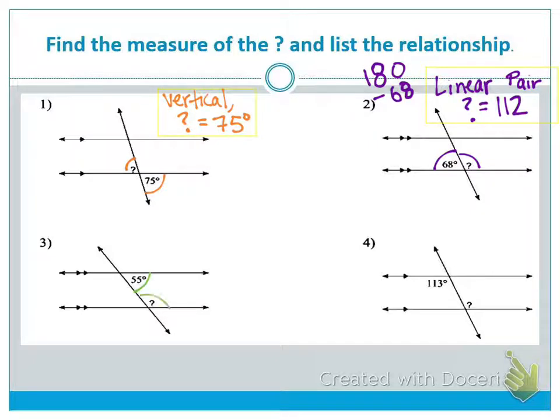Number 3, what relationship do these 2 angles have? Consecutive interior. So I would not shorten the word consecutive. You could shorten interior to int if you want. C-O-N-S-E-C-U-T-I-V-E. Consecutive interior. So to find the question mark, consecutive interior are supplementary. So 180 minus 55 is 125.